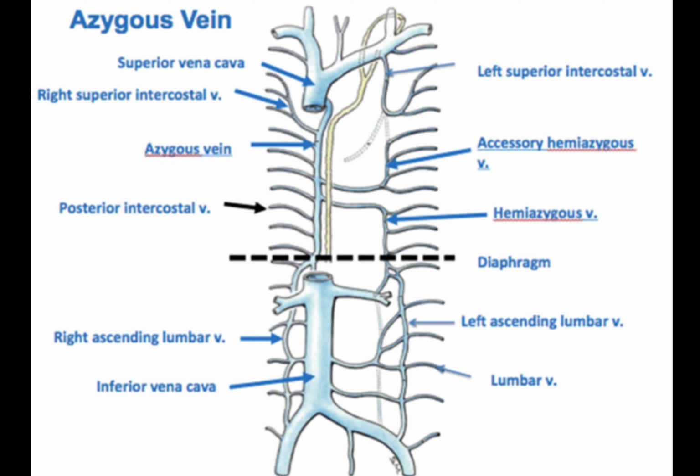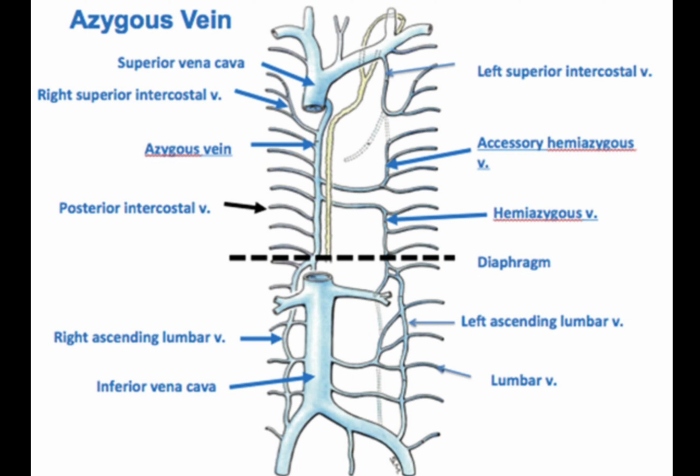The 4th to 7th intercostal veins make the accessory hemiazygous vein, and it also drains into the azygous vein at the level of T4, and the upper three, that is 1, 2 and 3 left intercostal veins, make the left superior intercostal vein. These veins drain into the left brachiocephalic vein.